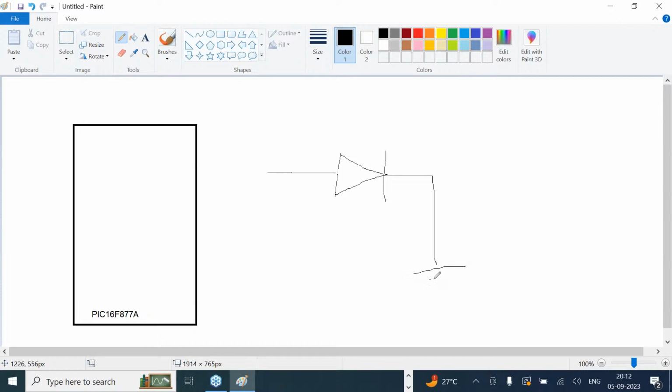What is it, whatever I drew on the board? It's a diode, am I right? So what is the difference between the LED and the diode? When current is flowing through the LED, it emits light. So if I show these arrows, what does it become?